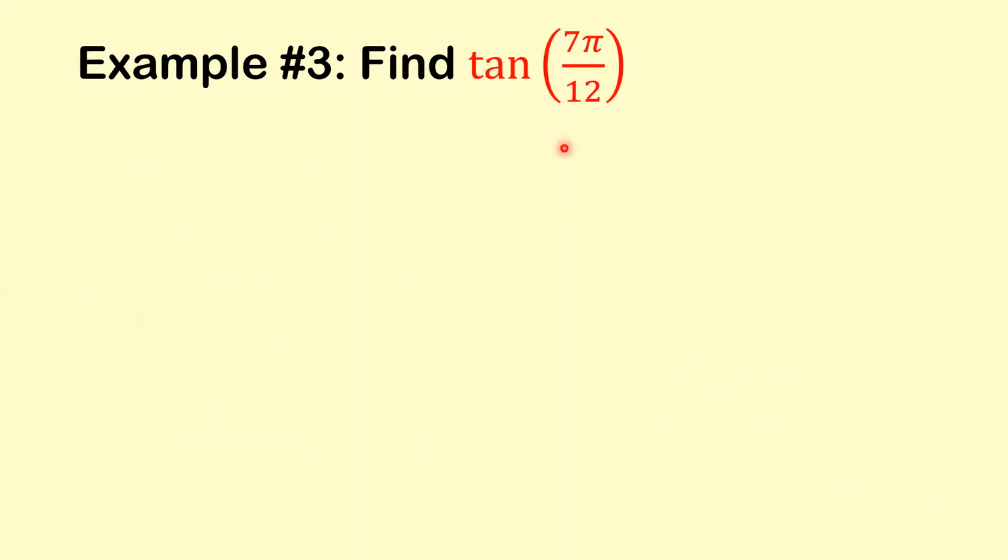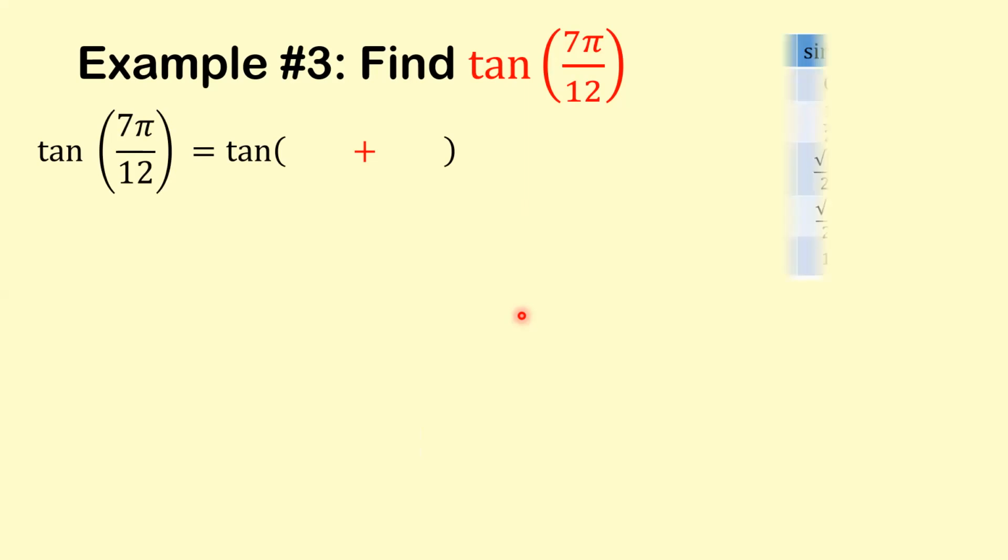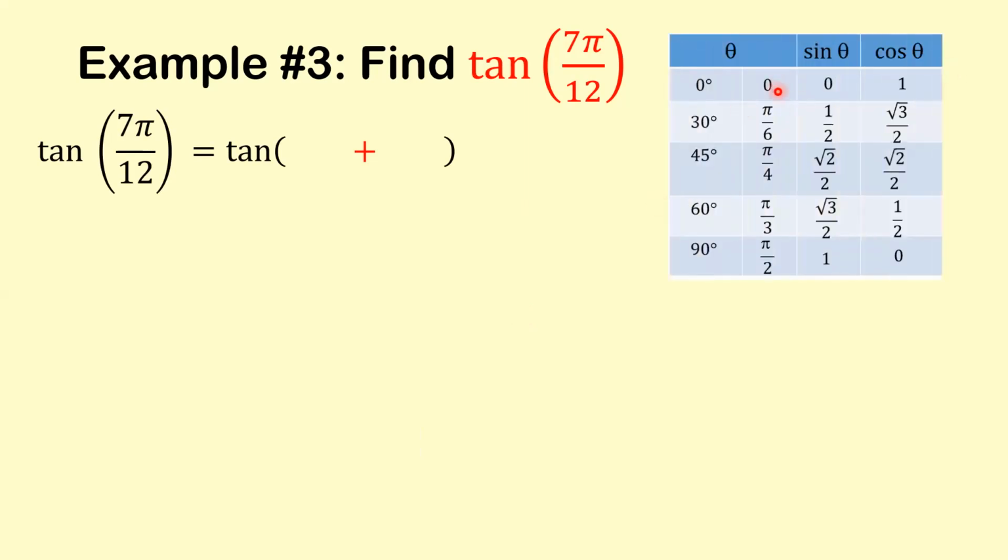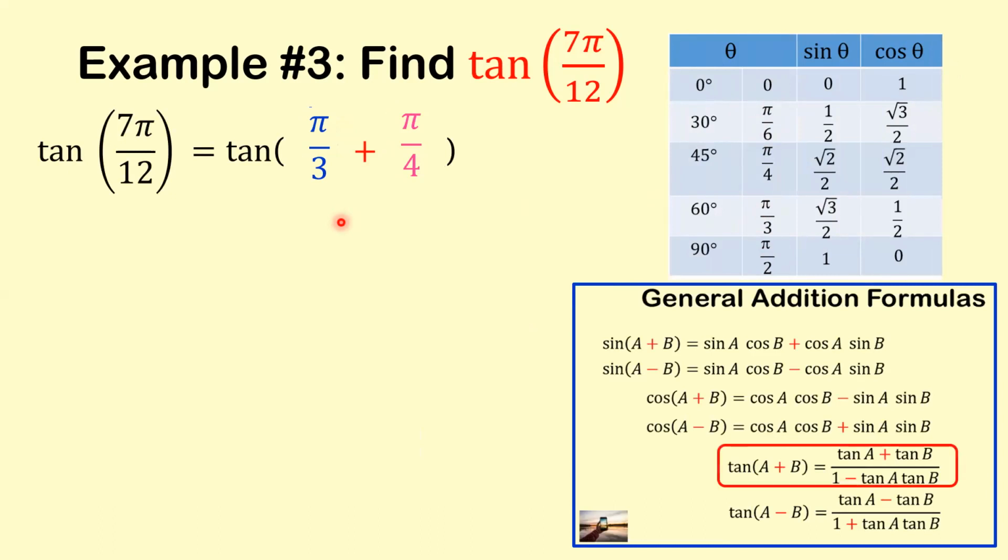So dito muna tayo sa tangent 7 pi over 12. So fraction, no? Yung ating angle. So tangent of 7 pi over 12, ano kaya yung pwede nating gamitin among this? Yan, in terms of pi, we can use 4 pi over 12, which is pi over 3. Tsaka 3 pi over 12, which is pi over 4. Diba? In simplest form. Okay. So, pi over 4 and pi over 3. Okay. There you go. So, gamitin natin yung tangent of a sum. So, tan plus tan over 1 minus tan tan.